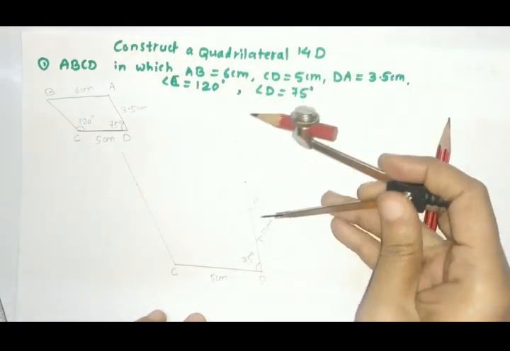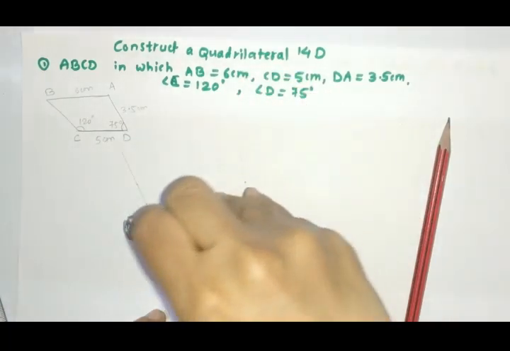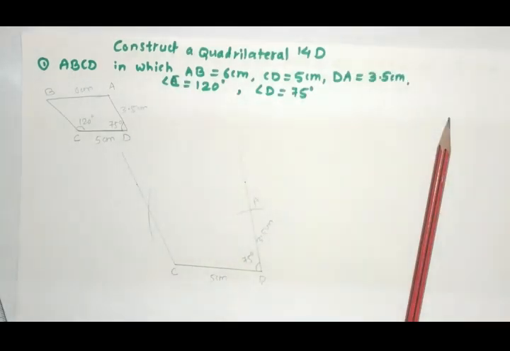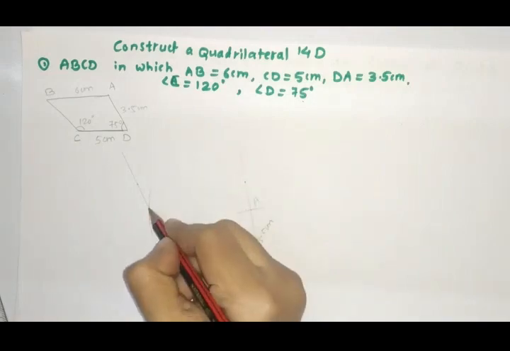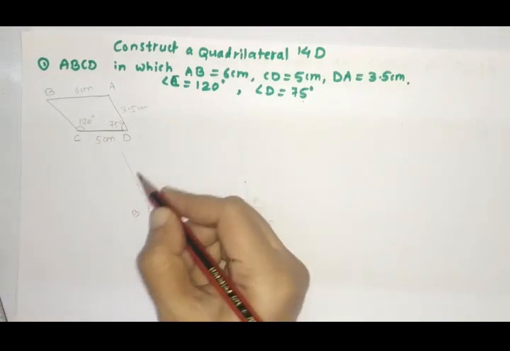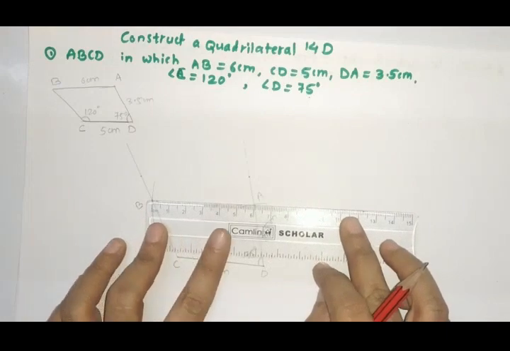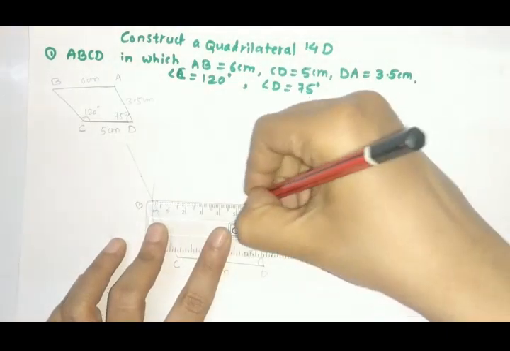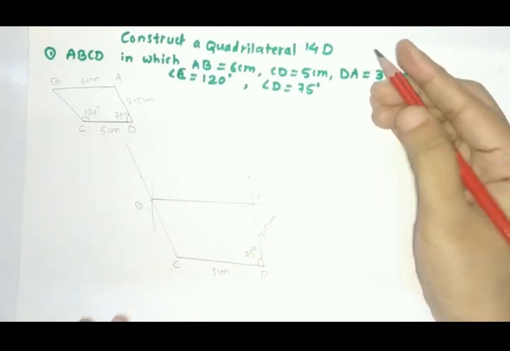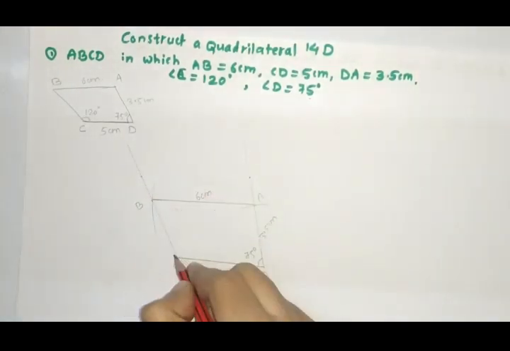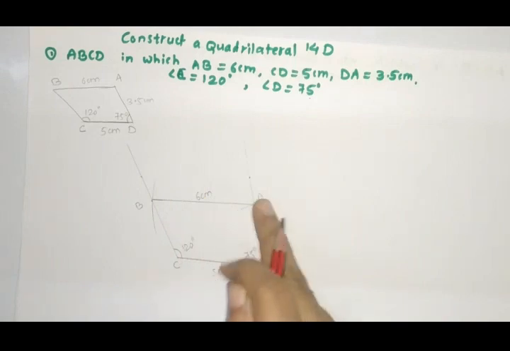So now from point A you cut this arc here. The point which you get here is B, and you need to just join it. It is 6 centimeter. So friend, what is this? This is 6 centimeter. So here the quadrilateral ABCD is ready.